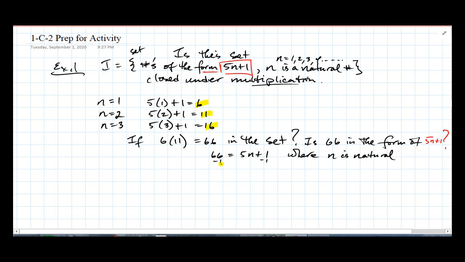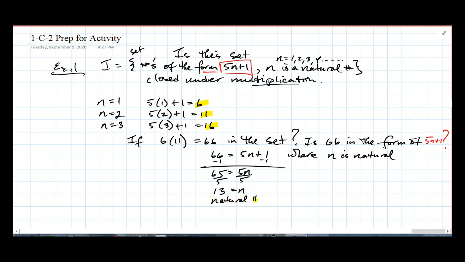So let's subtract 1. So we get 65 equals 5n. Divide by 5. We're just doing algebra 1 here. And then 65 divided by 5 is 13. And this is obviously natural.